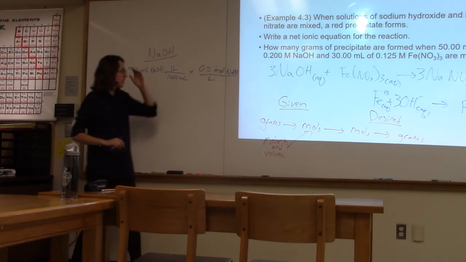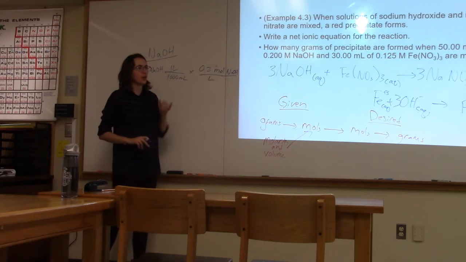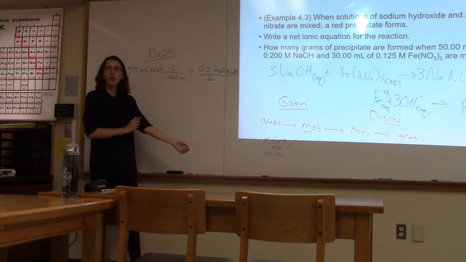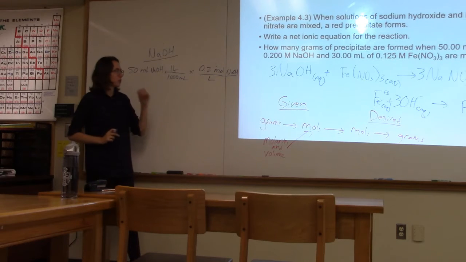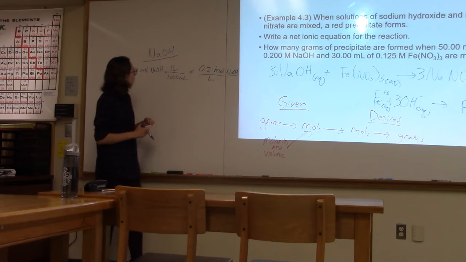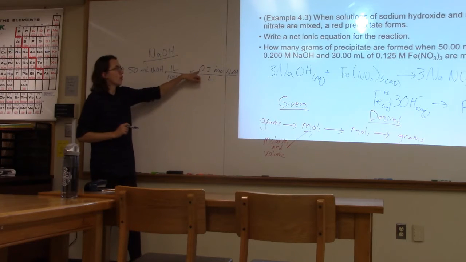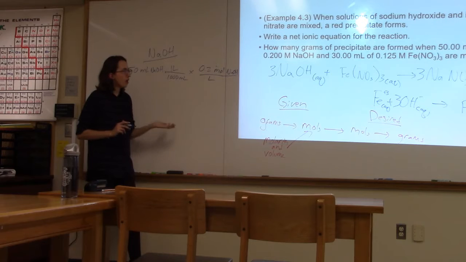I only care about OH minuses because the sodium is a spectator ion, it's not participating. Then we're just trying to find the precipitate. I only care about the precipitate, which is the only product I care about at all. So, if I want to get to moles of OH minuses, how do I do that?